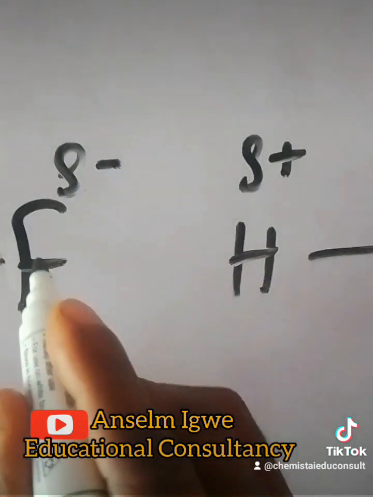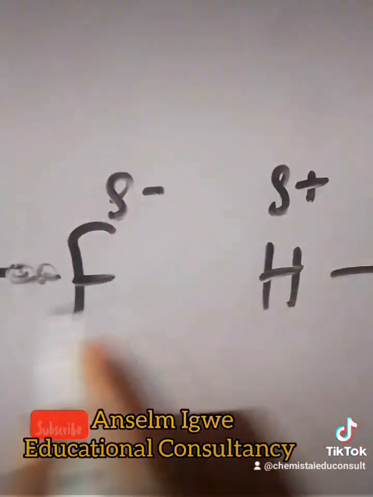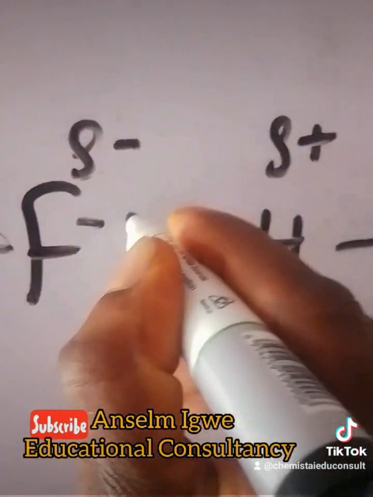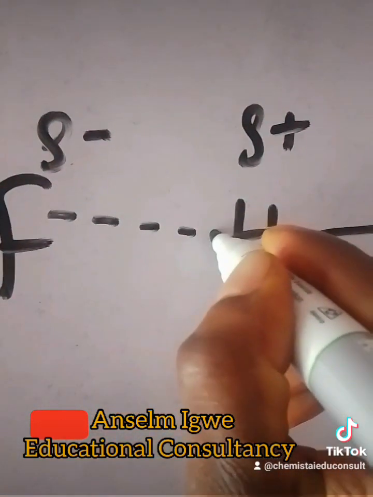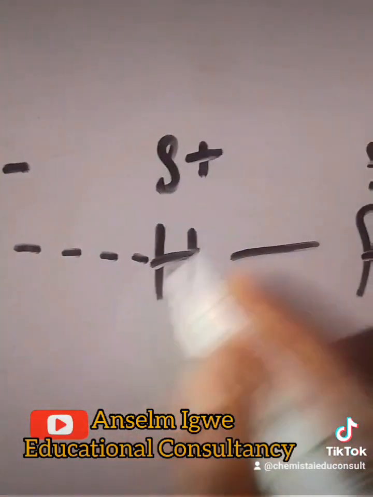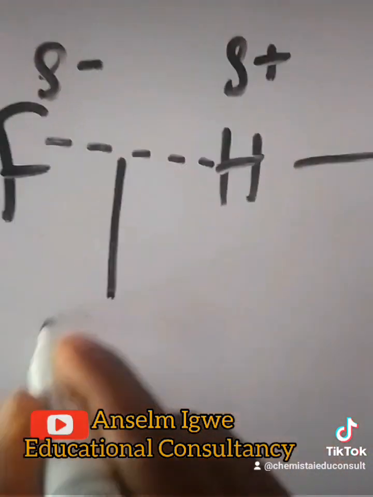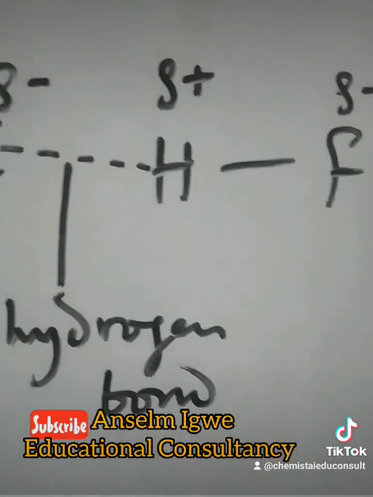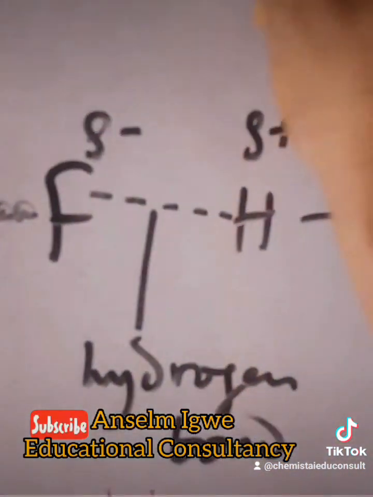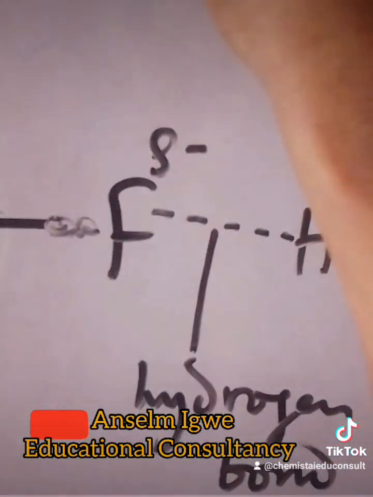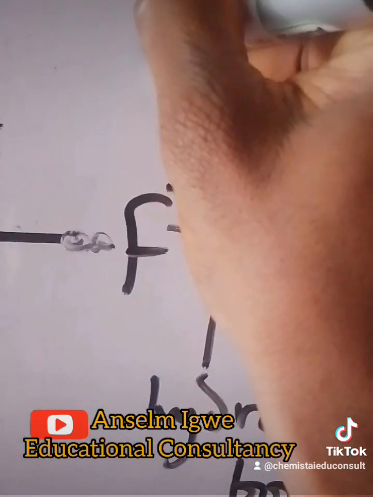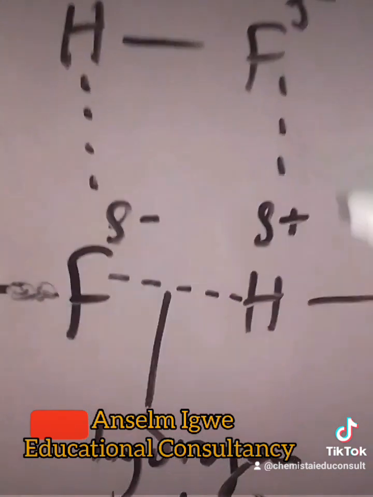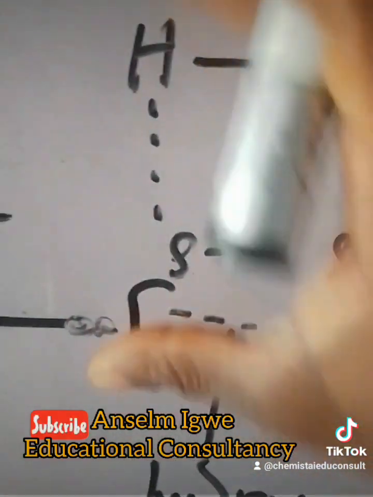So what happens is, because of this polarization, the partially negative end of this molecule will have a kind of affinity with hydrogen that is partially positive from another molecule. And this is called hydrogen bond. If we have another one, HF, partially negative, partially positive, you see that there will be another hydrogen bond here, and there will be another hydrogen bond here. This hydrogen bond joins all the molecules.